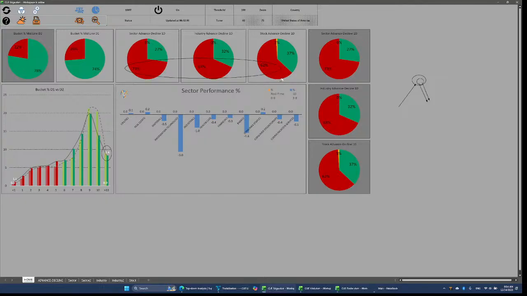Friday closed bearishly for sectors, industry, stocks, but still 3 sectors were up. Which sectors were they? Consumer staples, defensive; real estate, defensive; utilities, defensive. 3 sectors only went up by small percentages, but they were all defensive.